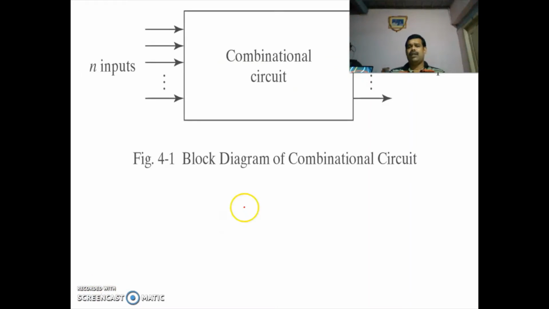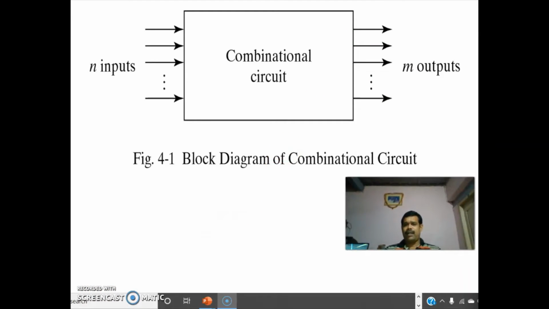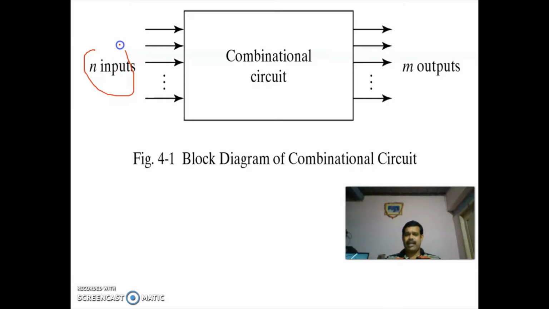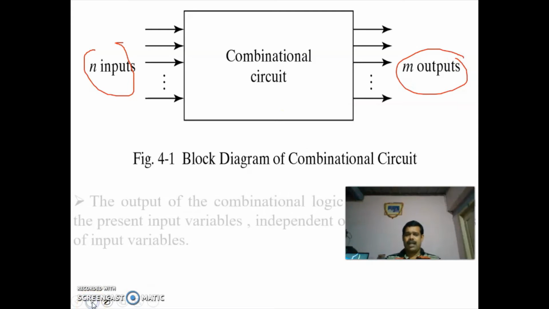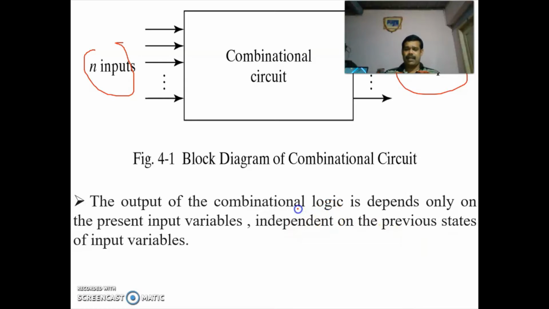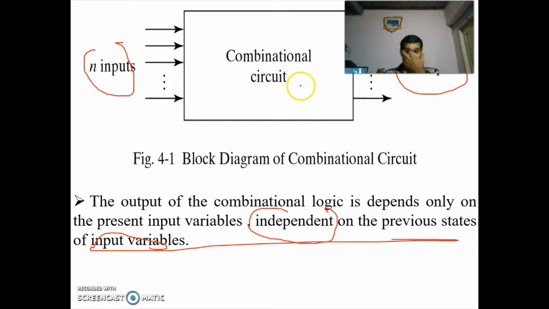Now this is a block diagram of a combinational circuit. The combinational circuit has n inputs and m outputs. The output of the logic gates depends only on the present combination of input and is independent of the previous state. This is important: it is independent of the previous state of input variables. In a combinational circuit, the output depends only on the present input variables.